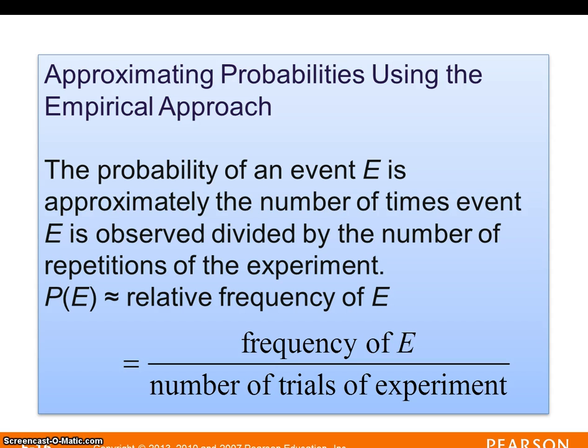So if you're doing some sort of experiment, let's say you're rolling dice, and you roll a 6-sided dice, and you notice that the probability of rolling a 3 comes up about 1/6 of the time, right? Based on this experiment, that would be an example.